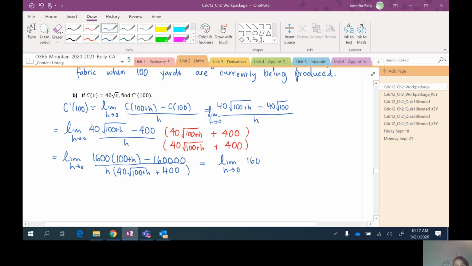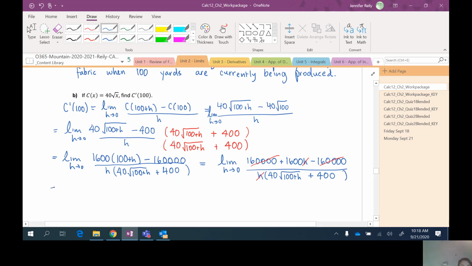So I'll have 160,000 plus 1600h minus 160,000, all over that mess on the bottom: 40 root 100 plus h plus 400. Now, in the numerator, you can see these constant terms completely cancel out. And also, the numerator and the denominator both have an h. So we can cancel those out.